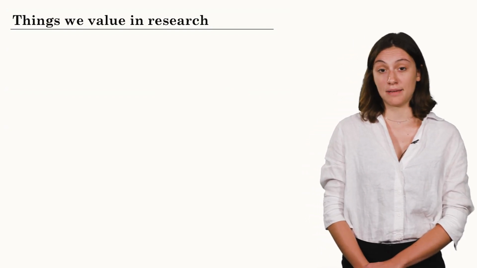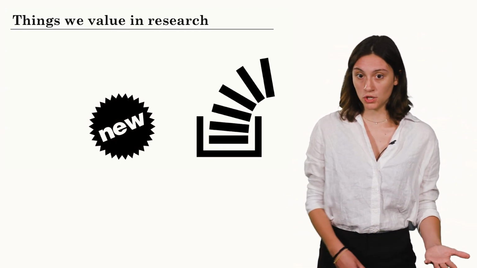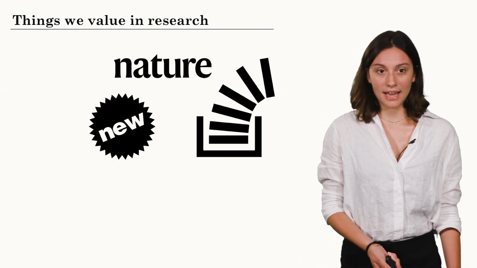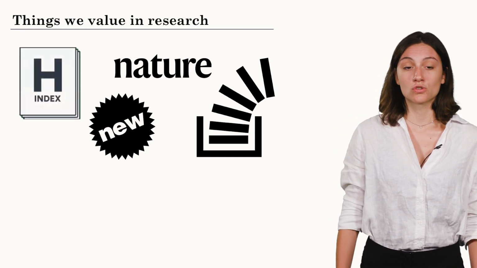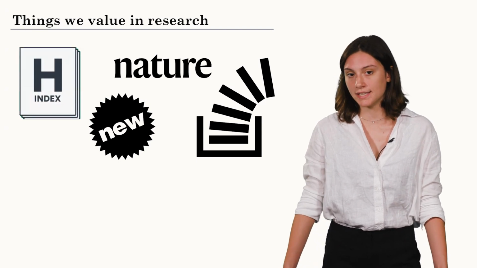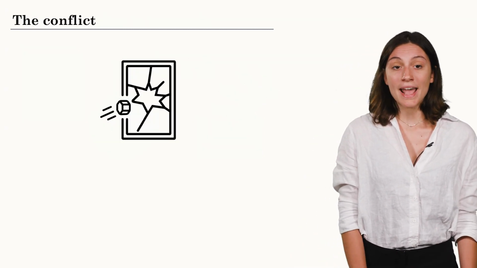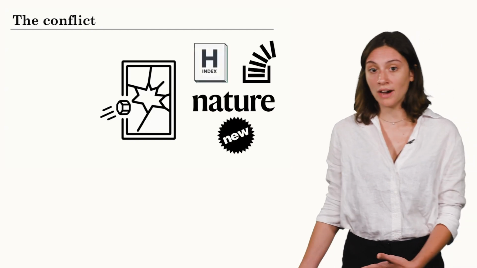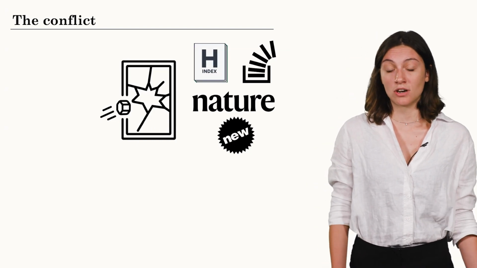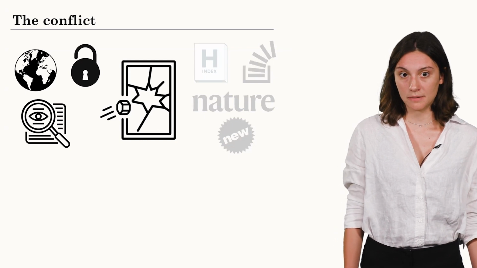And these are things such as novelty, the quantity of publications oftentimes over the quality of these publications, whether publications are done in high-impact journals like Nature, and also things like the H-index. So how many citations does a certain publication get, and what is the number of publications? So these are the things that we value in research, and this creates a clear conflict between what we value and, on the other hand, what most people think are the values that should underlie good research practices. Things such as open access, inclusivity, and transparency.